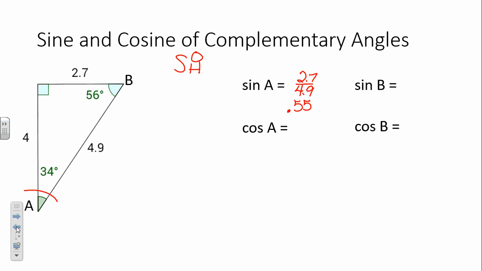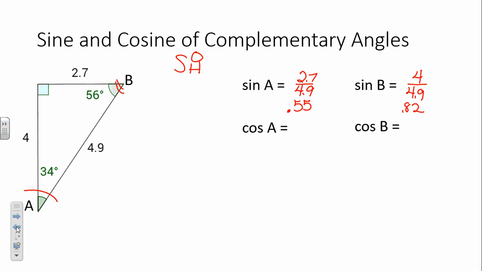So again, put your finger on angle B and ask yourself which one is opposite and which one's the hypotenuse. 4 and 4.9. So when we take 4 divided by 4.9, what do we get? 0.82 to two decimal places. And if we plugged in the sine of 56, we should get 0.82. It's a good check on our calculator.